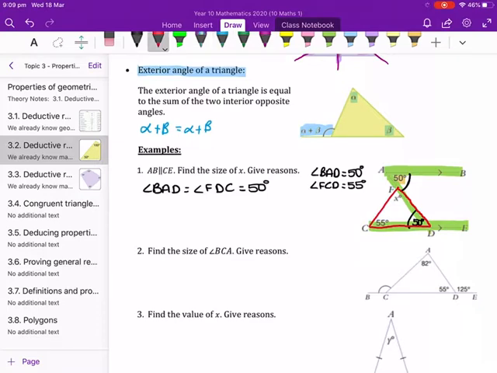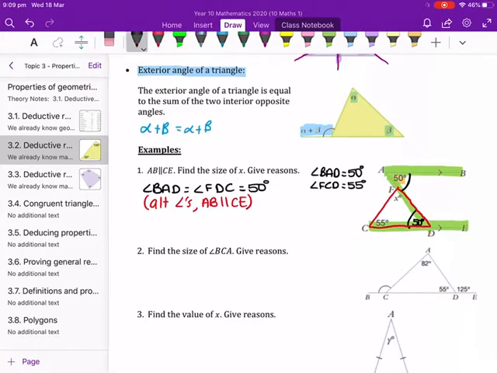Oh, and going back to our angle BAD equals angle FDC equals 50 degrees, we have to write a reason. And our reason for that was alternate angles. So alt angles and parallel lines, which is AB is parallel to CE.